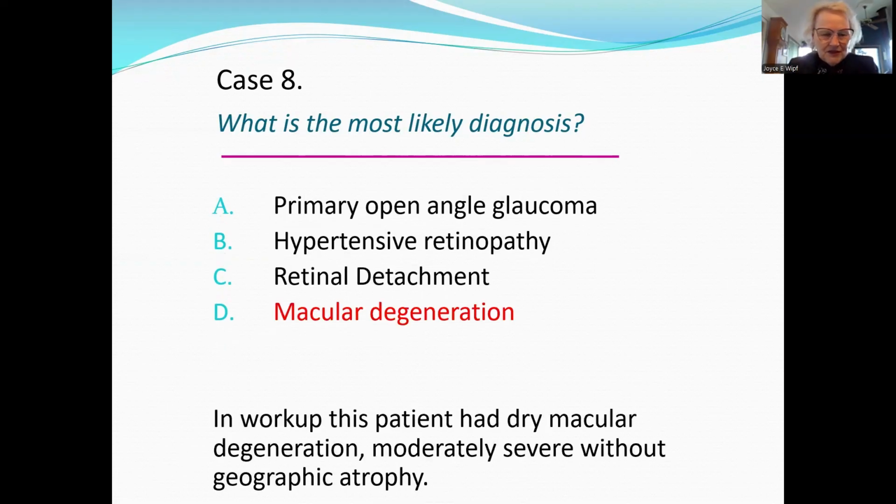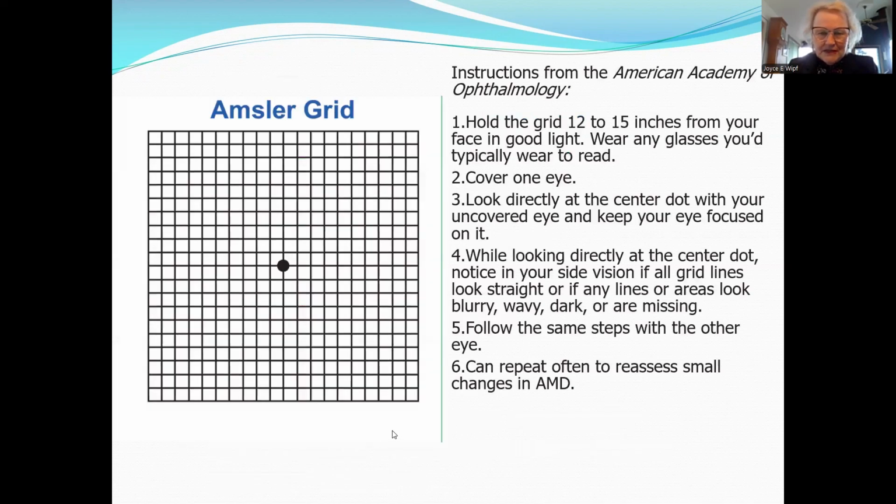So this is typical macular degeneration. In workup, this patient had dry macular degeneration, moderately severe without geographic atrophy. So the Amsler grid is interesting, and I want to go over this just because I think it is an important finding to feature to illustrate what happens in macular degeneration.